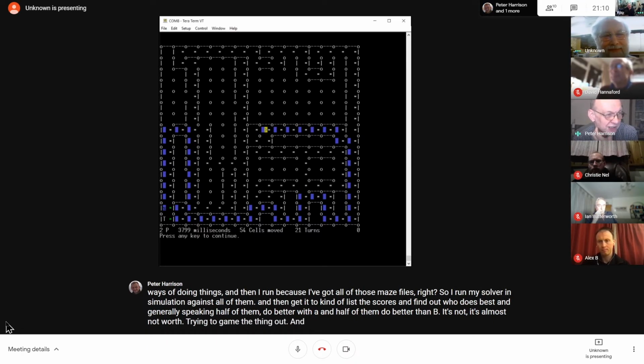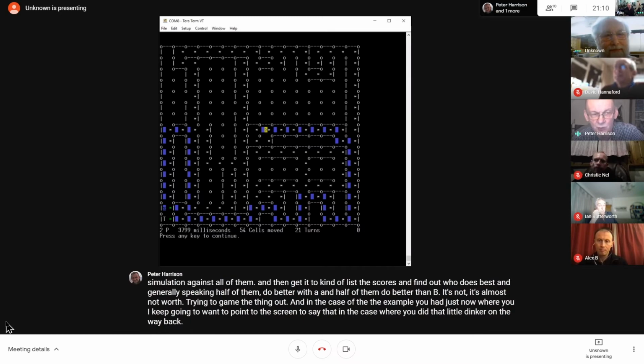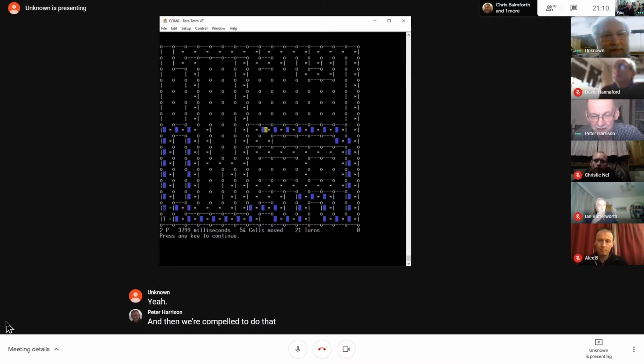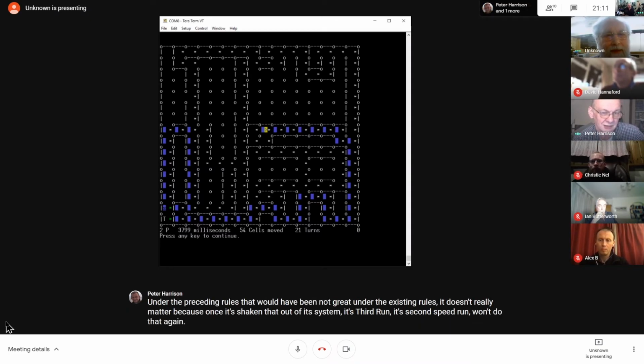And in the case of the example that you had just now, where you did that little detour on the way back, and then were compelled to do that as a speed run, under the preceding rules, that would have been not great. Under the existing rules, it doesn't really matter, because once it's shaken that out of its system, its second speed run won't do that again. And so it will continue to improve each time.